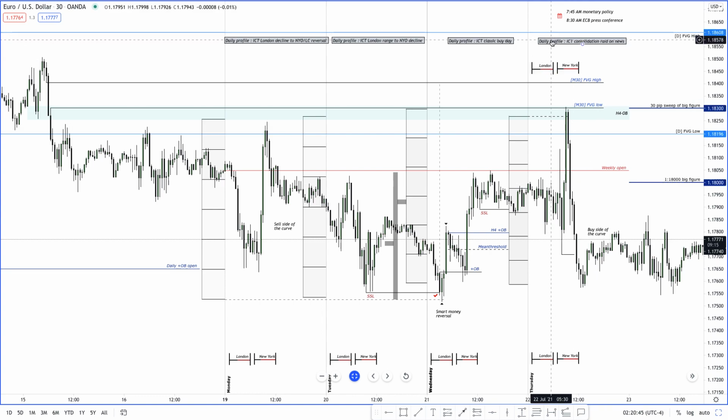Last week I had to be very patient in terms of finding my setup, because the price action was quite funky, and then we got the nice move on Thursday, which I like to see on the back of high impact news. So what happened on Monday?